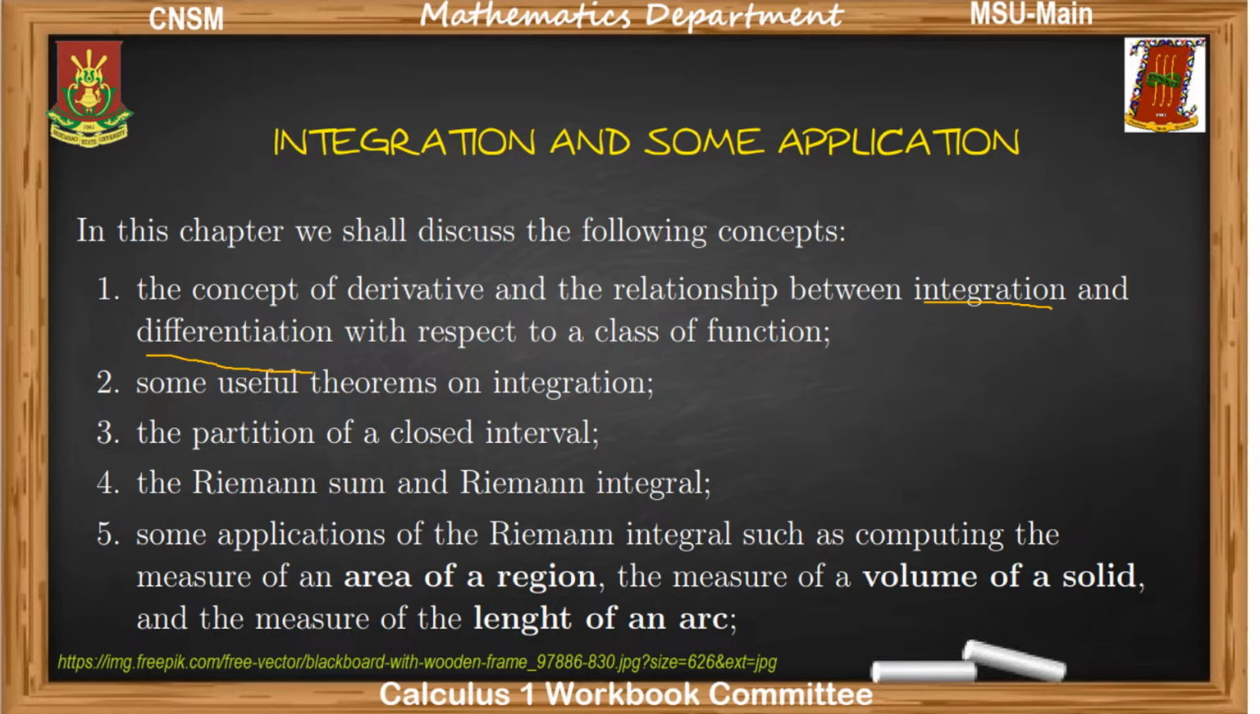Number 2 is some useful theorems on integration, and number 3 is the partition of a closed interval. Number 4 is the Riemann sum and the Riemann integral. So in this chapter, we will also review the Riemann sum and the Riemann integral. We know that the Riemann sum is used to approximate areas, and the Riemann integral is used to represent the exact area under a given curve. Lastly, some applications of the Riemann integral, such as computing the measure of an area of a region, the measure of a volume of a solid, and the measure of the length of an arc.